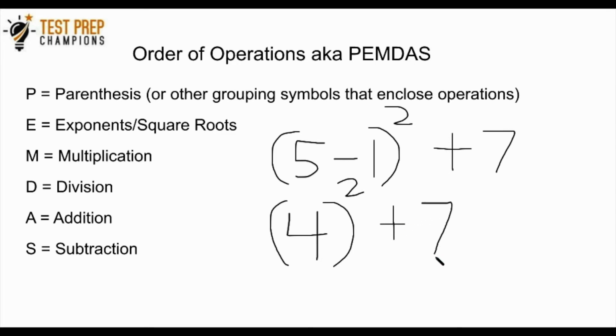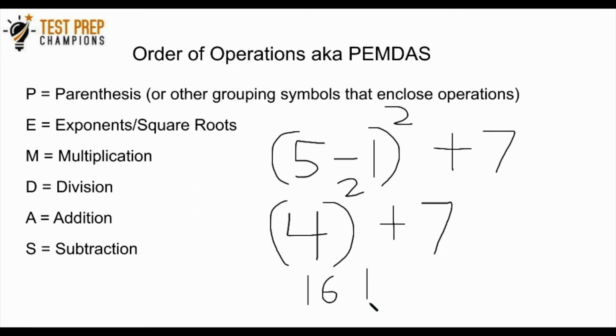All right, so now what do we do? Do we try to do an addition? Do we add our 7 here? Or do we square this? Well, we already took care of our parentheses. Now we would do anything with any exponents or square roots. So we don't have any square roots, but we do have this exponent right here. So 4 squared, that's the same as doing 4 times 4. And 4 times 4 is 16.